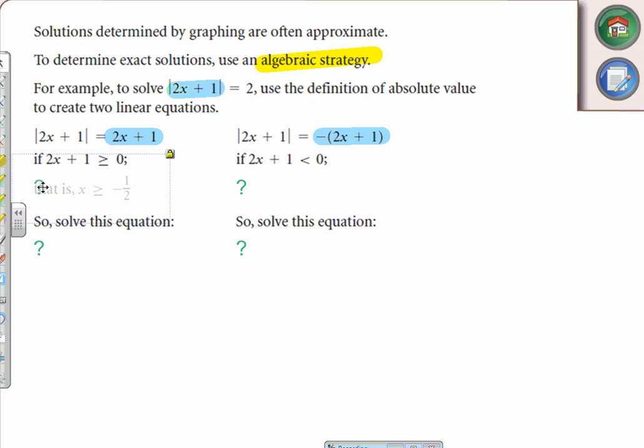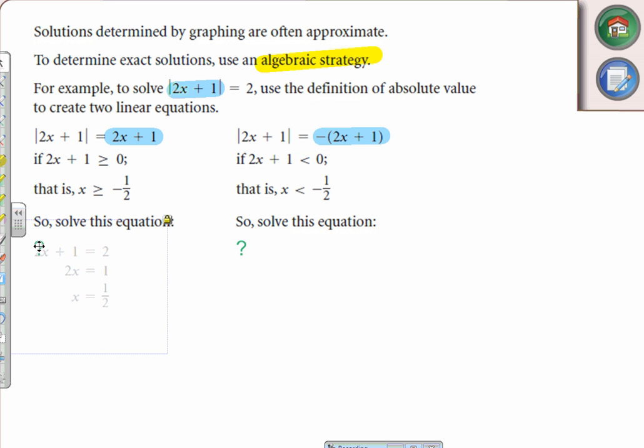Working through then, solving for x, we get negative 1/2. That's when this first case will happen, when x is greater than or equal to negative 1/2. The second case, the negative case, happens when x is less than negative 1/2. That's exactly the same thing that you did with your piecewise functions. So now we're going to solve these algebraically.